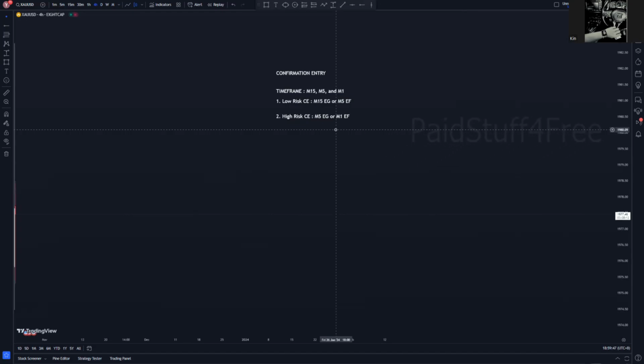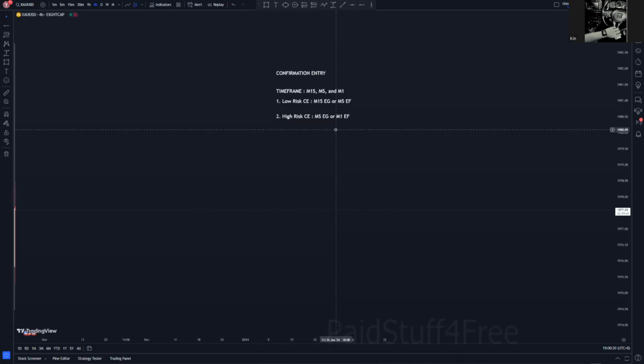Yeah, it's quite high. But you need to understand, when we are using the low risk confirmation entry, the weakness is that we are not going to get all the buys and all the sells. We're going to take fewer trades, but fewer trades with a high win rate. So why not, right?